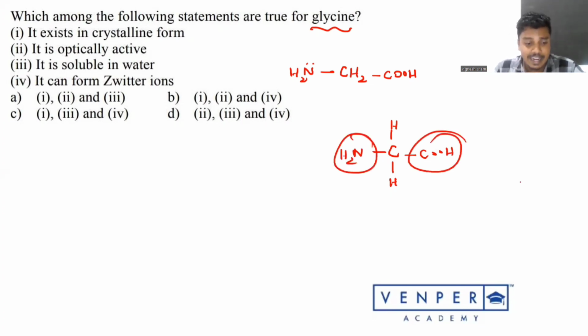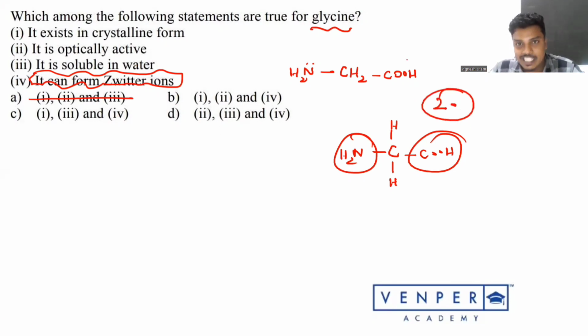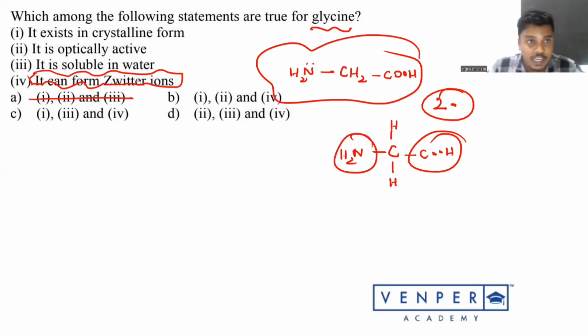So all amino acids can form zwitterion. Therefore it can form zwitterion. This point is correct. Our fourth point is correct. Where is the fourth point? The fourth point is B, D, C. Okay. Now this is optically inactive. Why optically inactive? Now listen. Among 20 amino acids, except glycine, except this molecule, all are optically active. Only glycine is optically inactive.